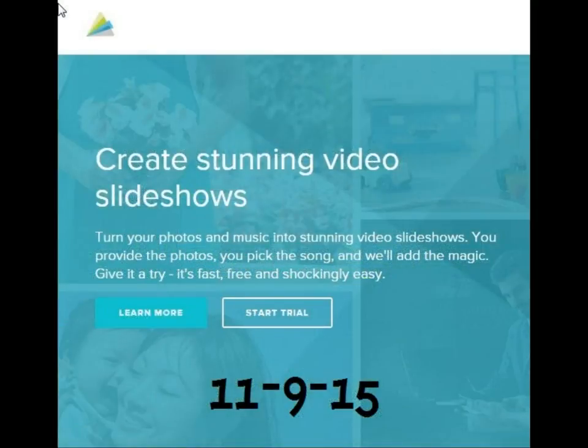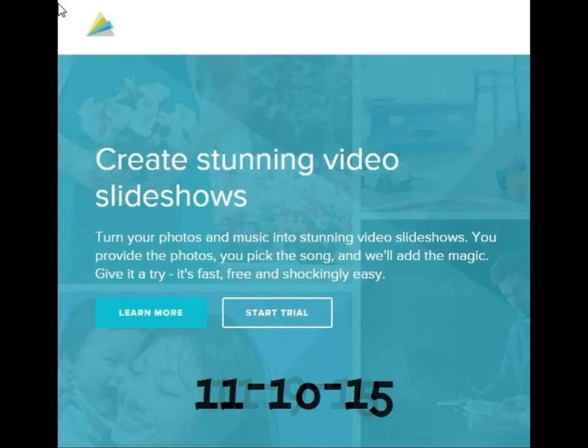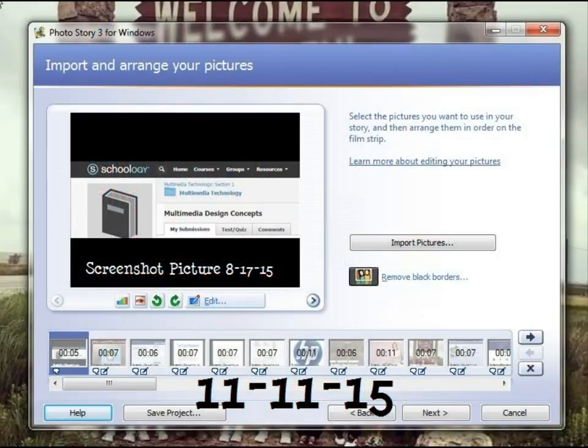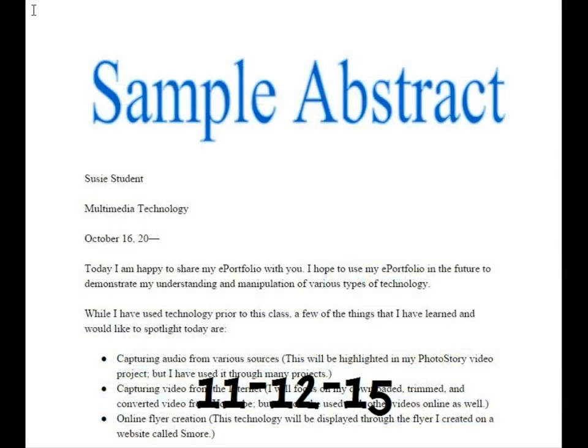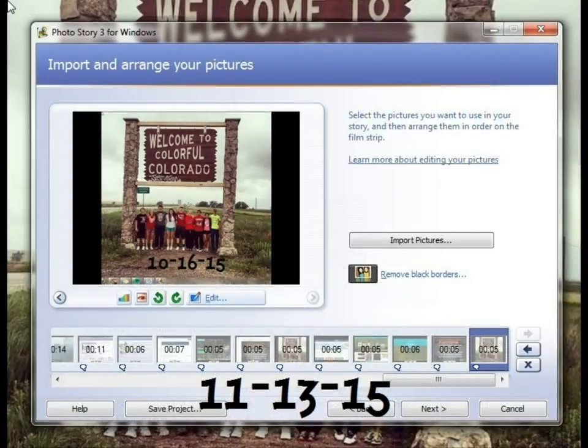On Monday, November 9th, we demoed Animoto. On Tuesday, November 10th, we had a work day and I used it to work on Animoto. On Wednesday, November 11th, we had a work day and I used it to work on my digital journal. On Thursday, November 12th, we went through the abstract and panel evaluation form and used the rest of the day for work day. On Friday, November 13th, we had a work day and I was gone.